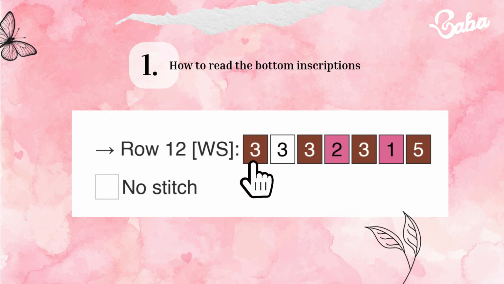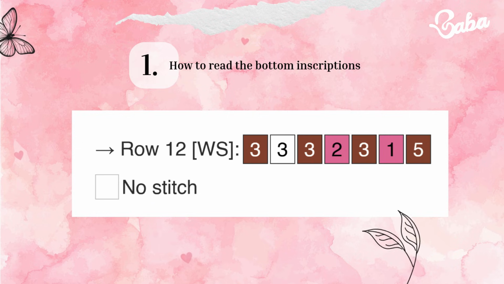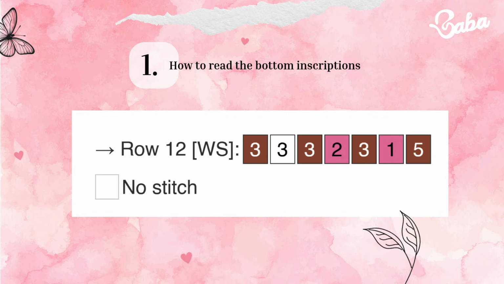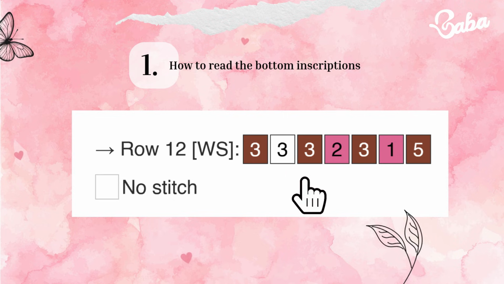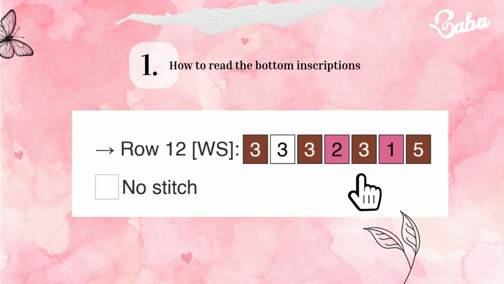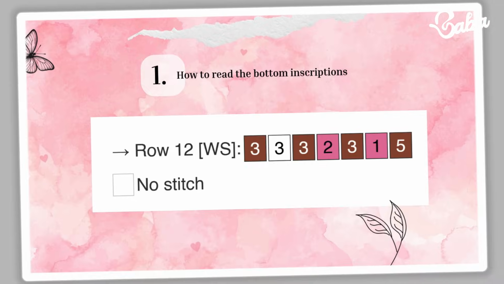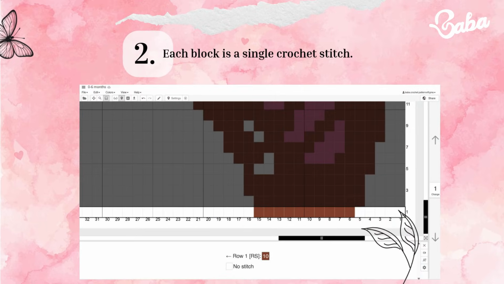The number is actually the number of stitches, and the color is our yarn color. So if we were to read this from 3 to 5, we have 3 in brown, 3 in white, 3 in brown, 2 in pink, 3 in brown, 1 in pink, and 5 in brown again. The second rule is that each block is a single crochet stitch.